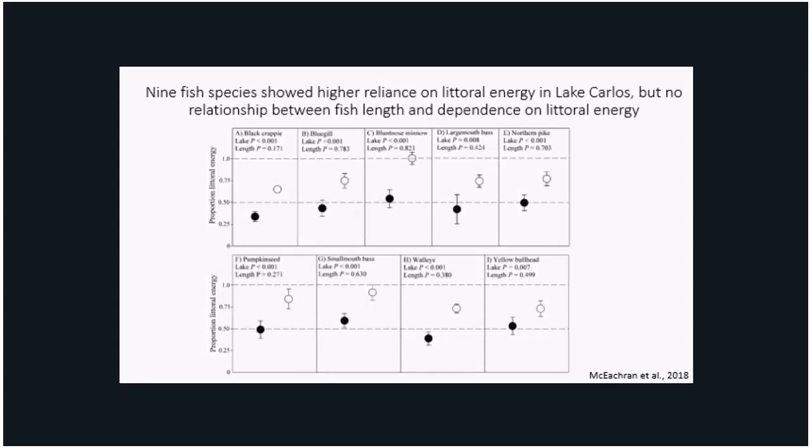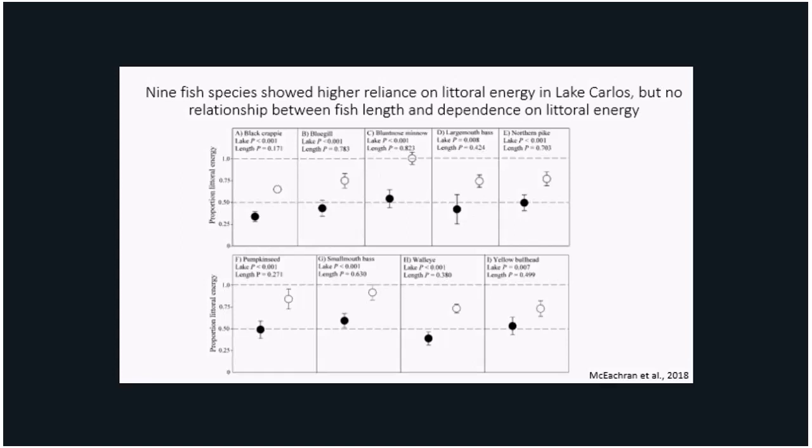Now for the fish. These are the results of the mixing models that I talked about before. Very similar to before, on the left vertical axis is the proportion littoral energy, and the dotted line at 0.5 indicates a 50-50 reliance on pelagic and littoral. So it means the fish is eating from a diverse range of sources in the lake. As you can see, 9 of our fish species showed a higher reliance on littoral energy in Lake Carlos. But all these fish species showed no relationship between fish length and dependence on littoral energy.